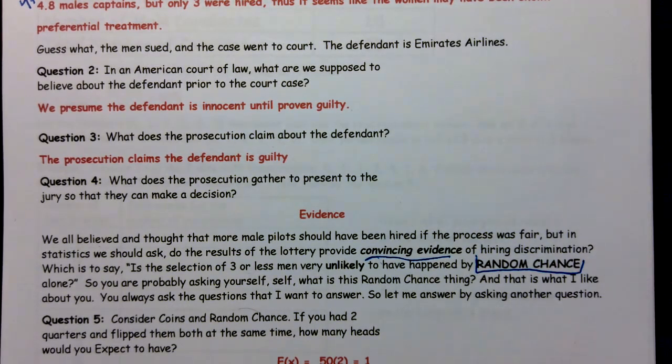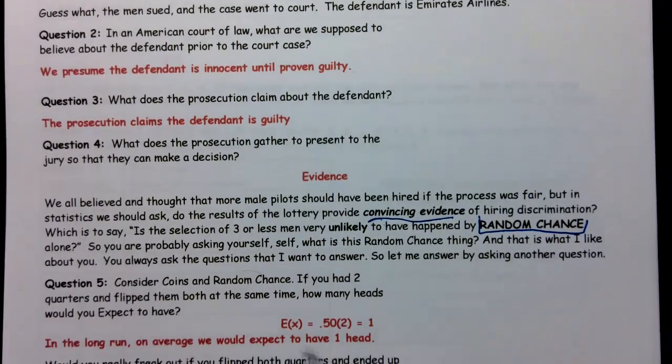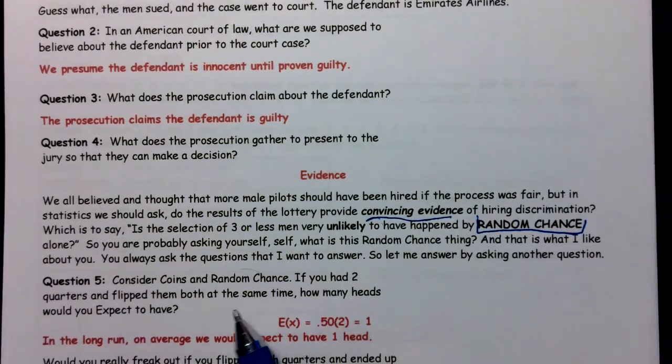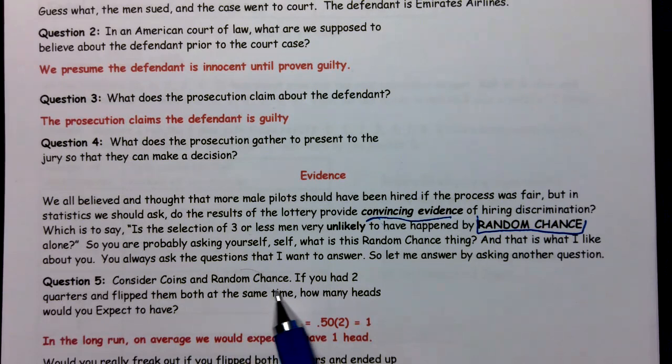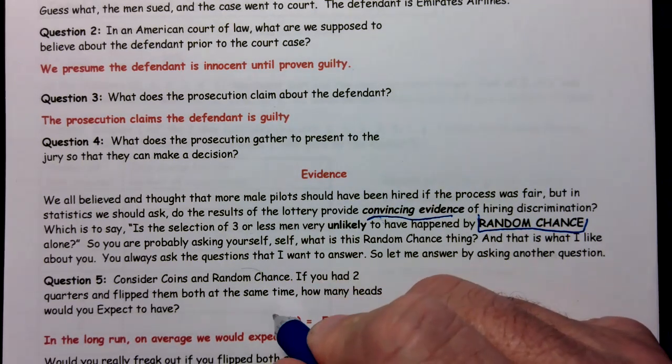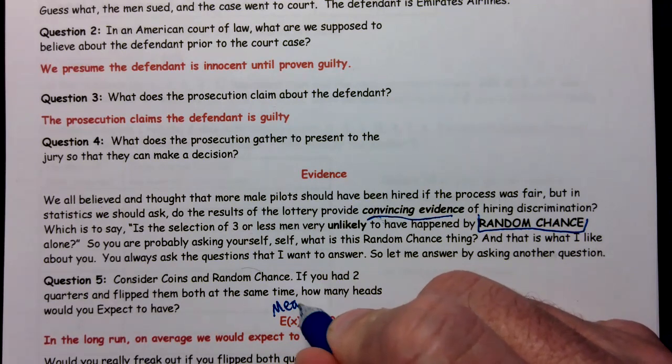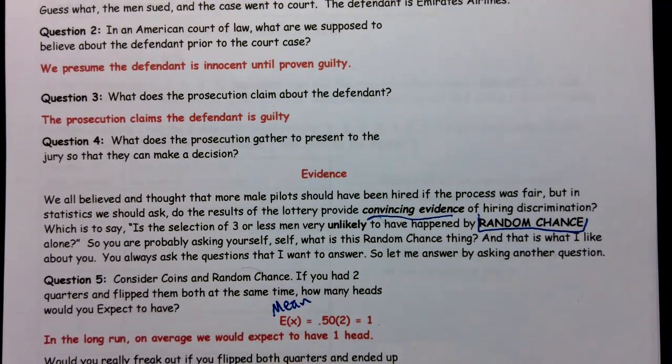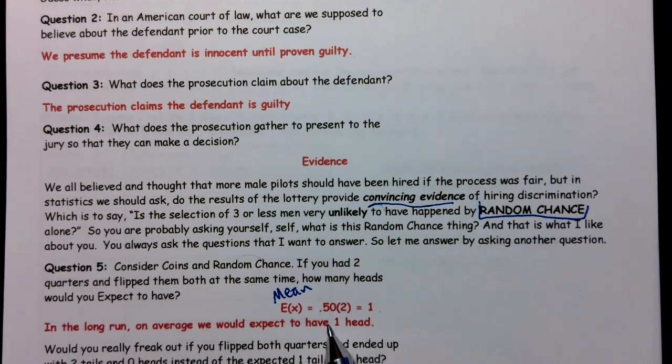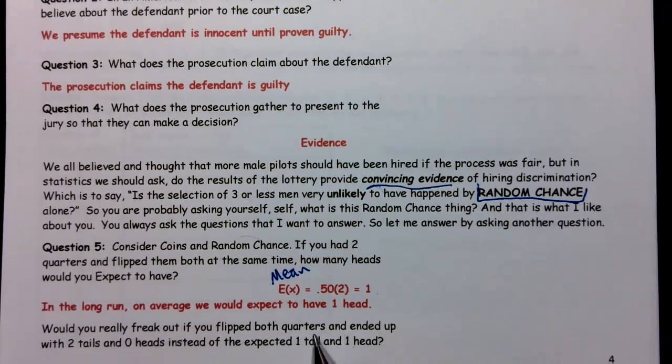So I need to talk to you about flipping a coin. Consider coins a random chance. If you had two quarters and flipped them both at the same time, how many heads would you expect? Well, there's a 50% chance of getting a head. If I flip two, then I would expect to get one. And by the way, E(x) is just a fancy way of saying expected. It's also another way of using the mean, and we'll talk about that much more when we get to probability. So in the long run, if we flip two coins, we'd expect to have one head on average.